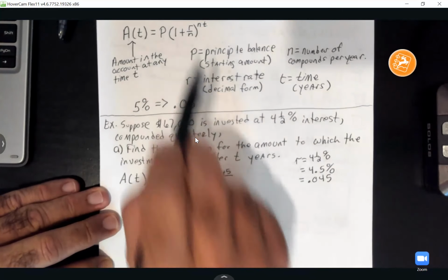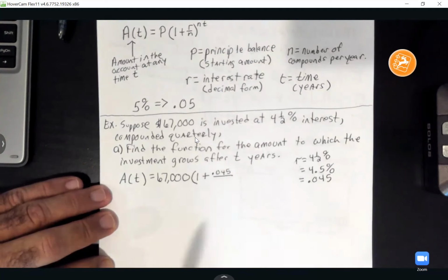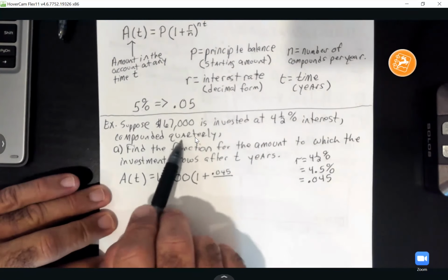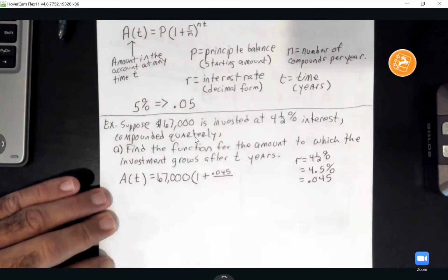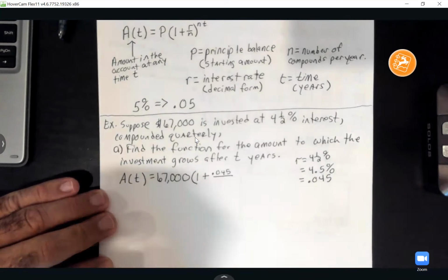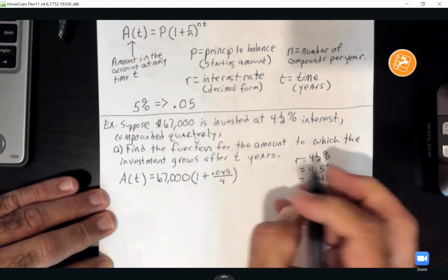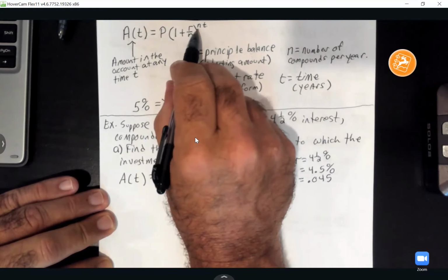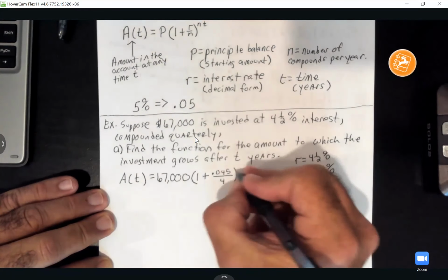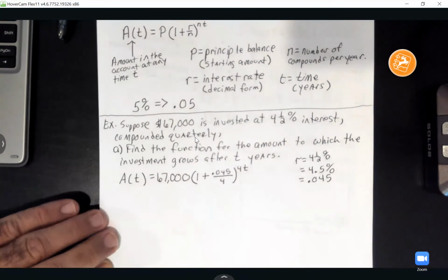N is next. That goes on the bottom. Well, my N is the number of compounds. Well, they said it's quarterly. So how many would that be? 4. Yeah, how many quarters are in a year? That'd be 4. And then you're going to close that. And then the N happens up here also. So that'll be 4 times T.